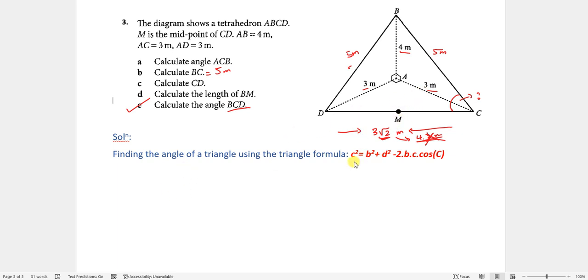So how to use this formula? As you can see, the formula says c square is equals to b square plus d square minus 2bd cos c. So how do we change it, if, let's say, not according to the formula? Here they asked us to find angle C, so we used C. If they ask us to find angle D or angle B, the letters are going to change according to the angle. So how are we going to do that? Very easy.